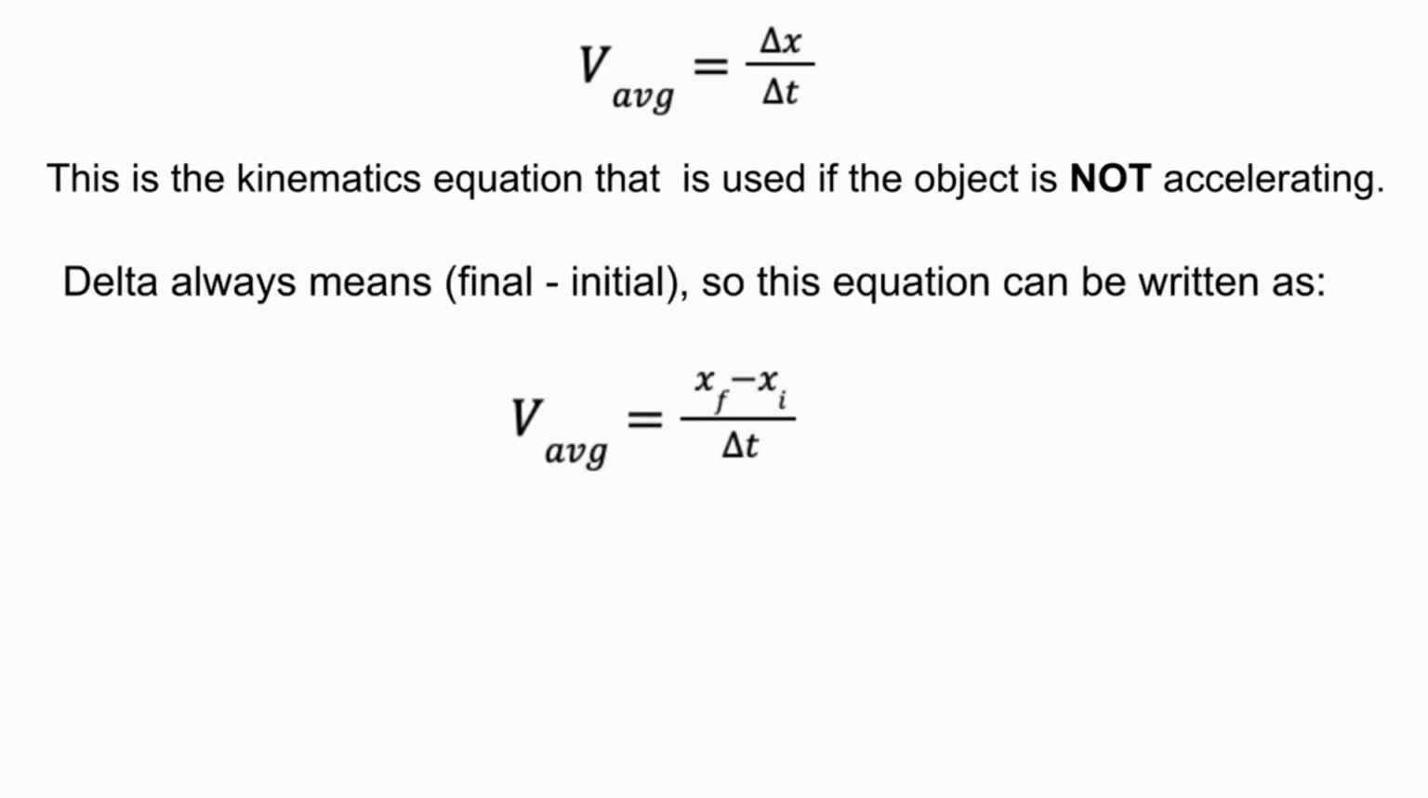Now, let's just break this down a little bit. We've talked about this in previous videos, but the symbol delta, this little triangle, always means the final value minus the initial value. Whatever the variable that comes after it, if there's a delta in front of it, it means the final minus the initial.